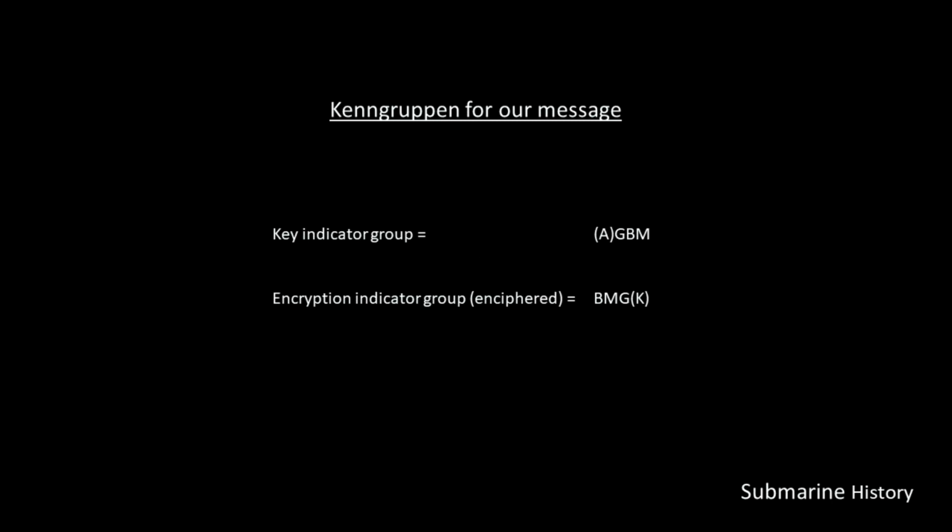So we are working with 4-letter groups. So what we need to do is we need to add a dummy letter to the beginning of the key indicator group, and then we need to add a dummy letter to the end of the encryption indicator group. In this case, it's K.